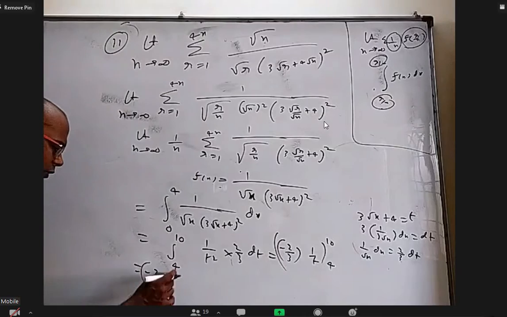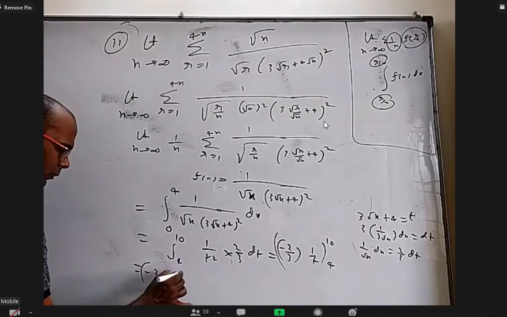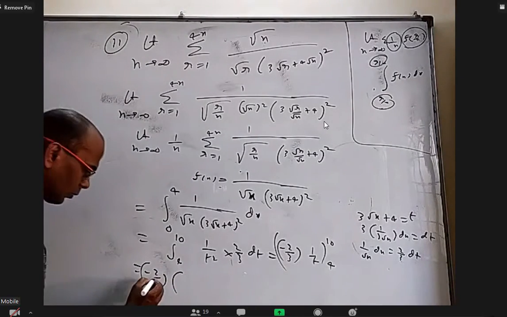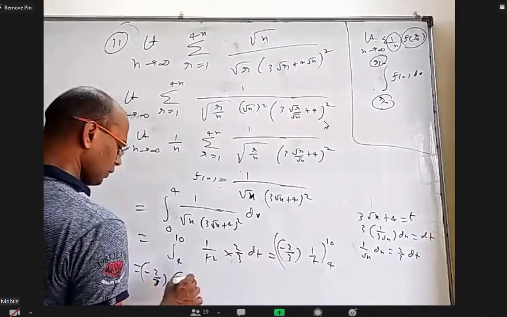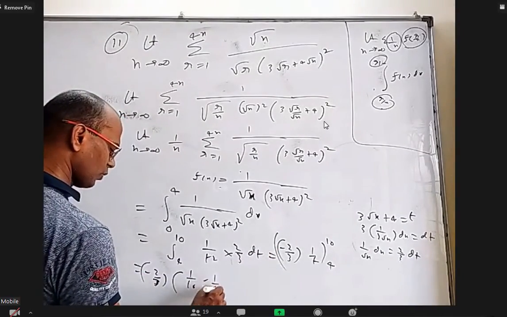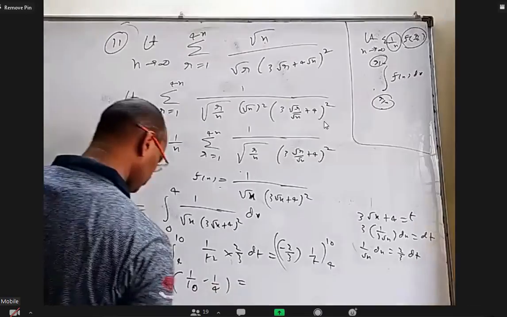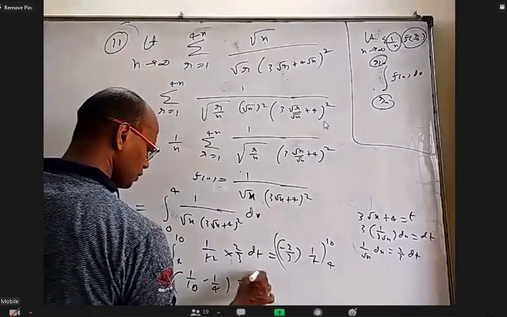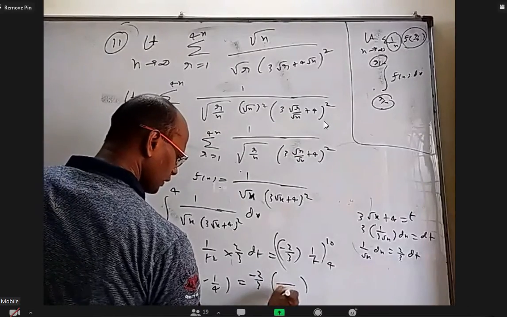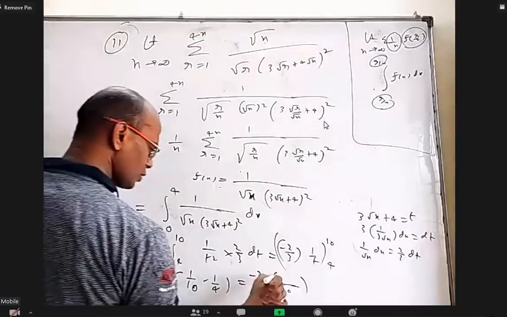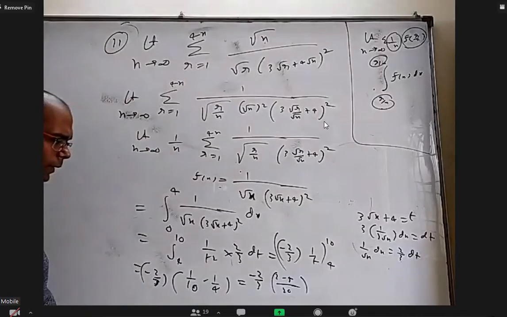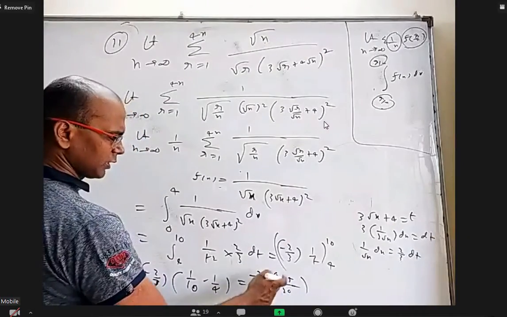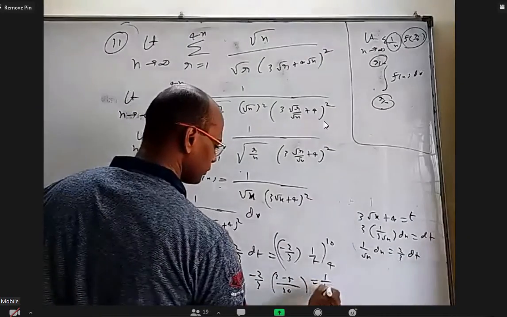So minus 2 by 3. When I put 10, it is 1 by 10 minus 1 by 4. So minus 2 by 3. If I take 20 as the LCM, this is 2s and this is 5s. So that will become 3 by 20, 3 will cancel. Finally, it is 1 by 10.